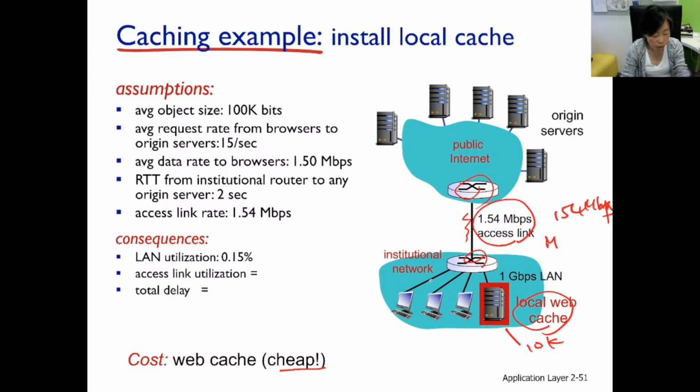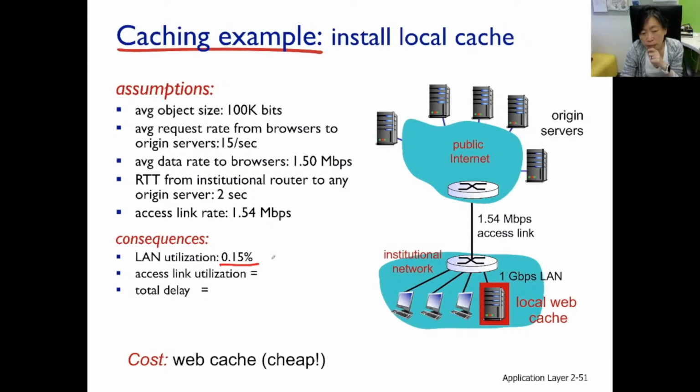Great. Now, let's see if the delay is also going to be better. Or maybe if this is cheaper, then the delay is going to be worse. Let's try to calculate this. We know the LAN utilization, and so maybe the LAN delay is also about microseconds. But access delay, well, we'll have to know the access link utilization in order to estimate the access delay.